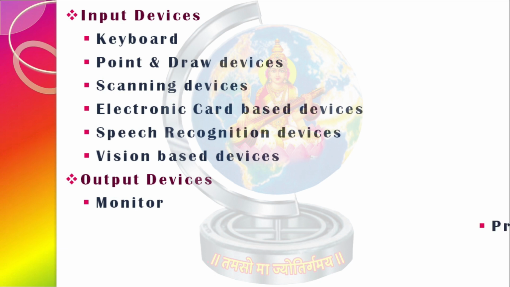After monitor, the second output device is a printer. That device also you are familiar with, but again printers are divided into different categories. In those different kinds of printers, different functionality will be there, and based on that you will get different output in the form of a printout, right? That information in detail we will learn when we cover the topic of printer.